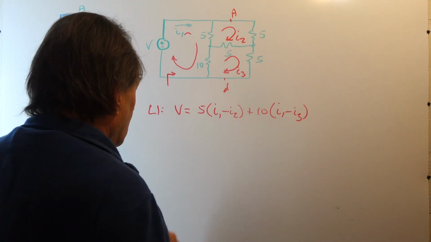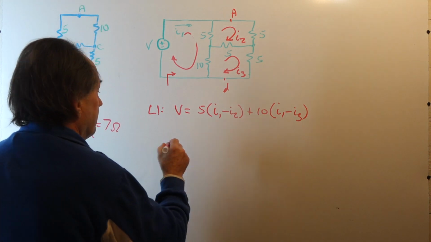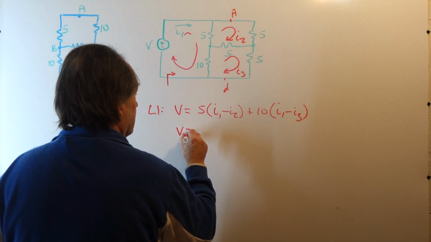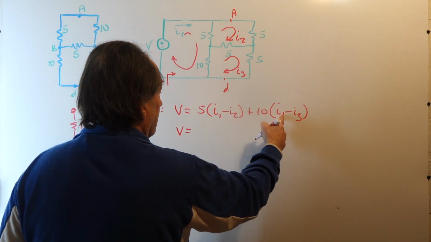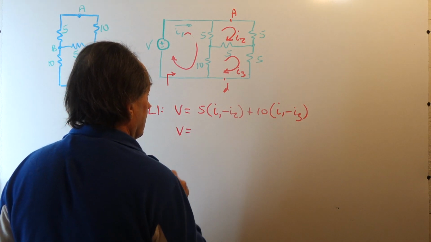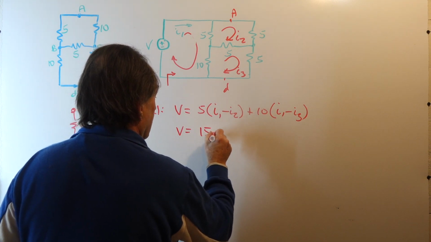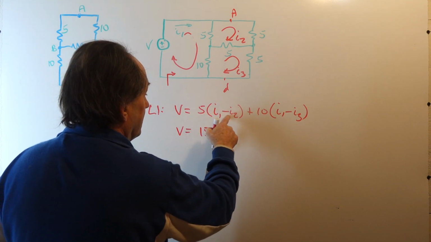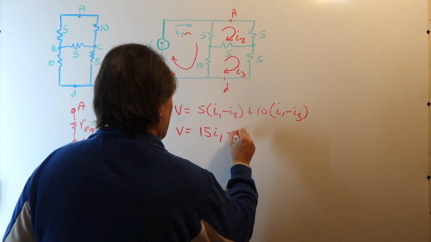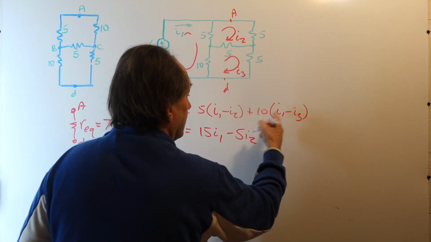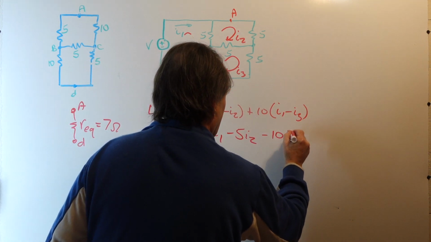Now, we can combine like terms. So we have V is equal to, we have an I1 and I1, 5 plus 10 is 15 I1. And we have a minus I2, minus 5 I2, and a minus 10 I3.